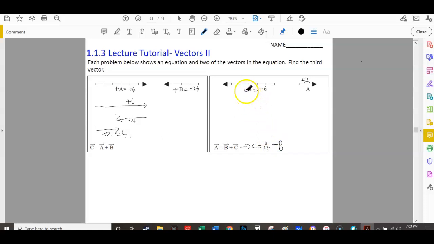That means your b vector, which is pointing to the left, is now going to be pointing to the right at a +6. And then you're going to add to that the a vector, which is +2. So that means your c vector is going to be something this long, because +6 +2 is going to be c, which is going to be +8. So this is what you're supposed to do, and this is the basics of vector tutorial.